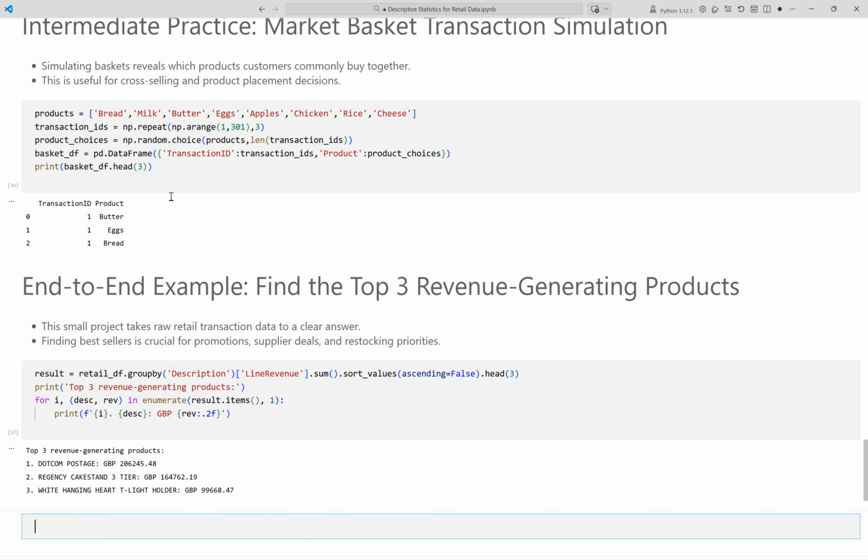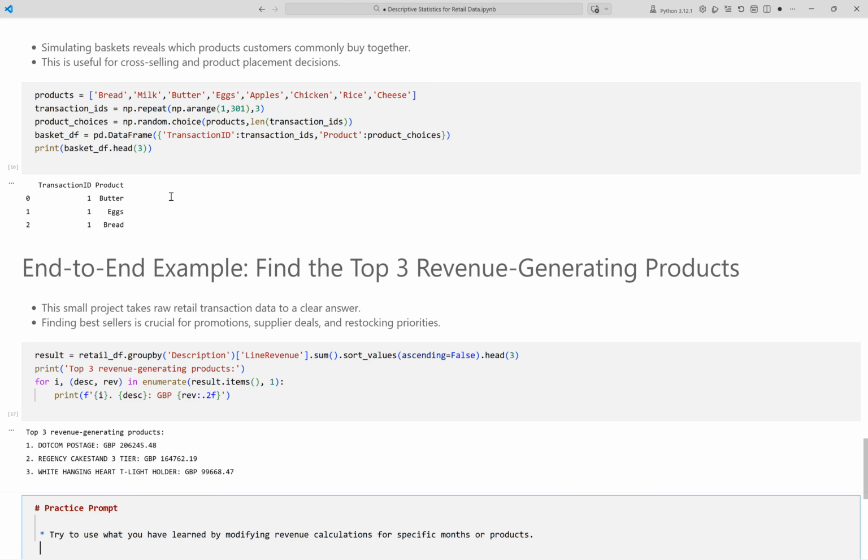Practice prompt. Try to use what you have learned by modifying revenue calculations for specific months or products. Explore further with other public datasets, and check out more analytics tips on our YouTube channel.